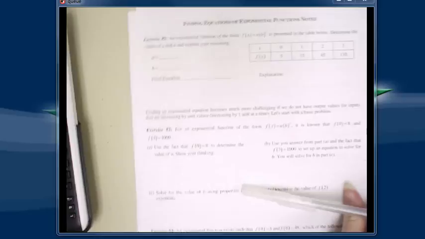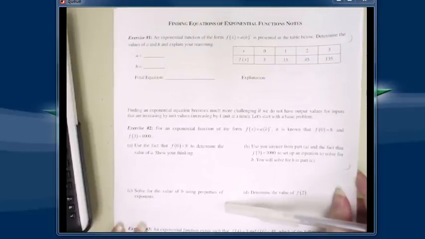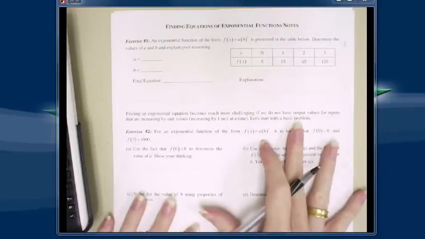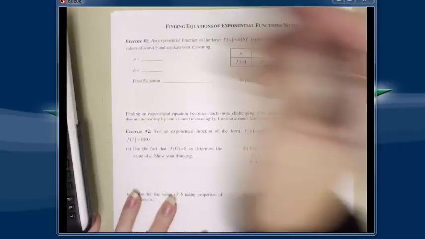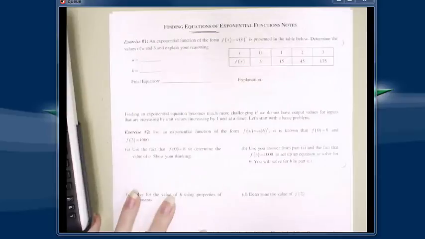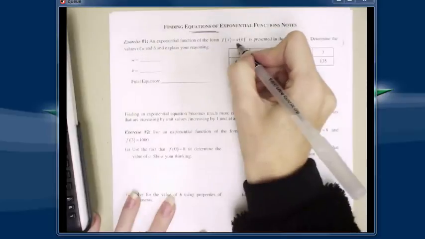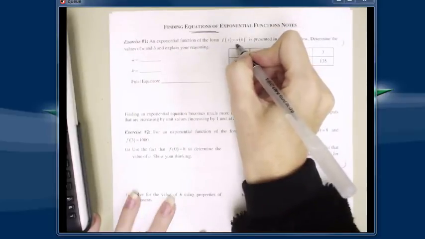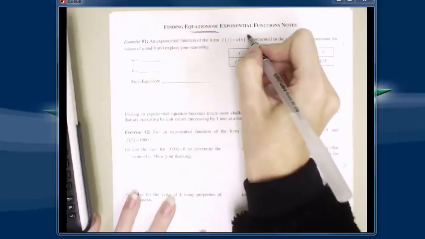Now, we're going to turn to page 23. All right, so we're looking here. On page 23, now we're going to find equations. When I write equations of exponentials, they will be in the form of a times b to the x.